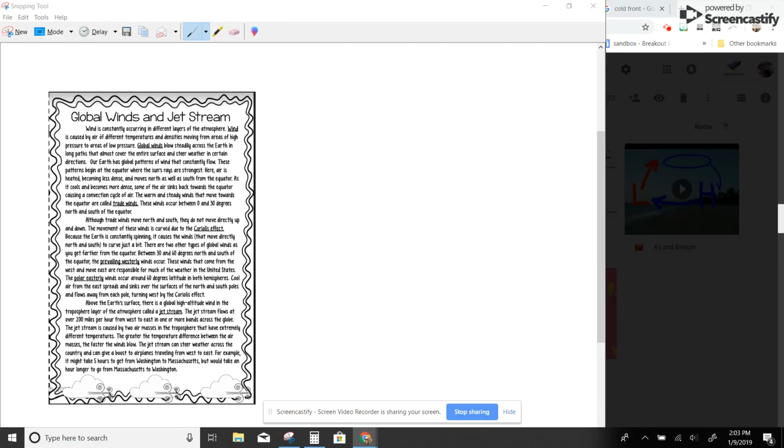Wind is constantly occurring in different layers of the atmosphere. Wind is caused by air of different temperatures and densities moving from areas of high pressure to areas of low pressure. So we're going to highlight the word wind. This is one of the flaps that you have that will be filled in on the next couple of slides. Highlight or circle, and then I would underline that definition, and that's actually something that you should already have in your spiral from this last learning target.